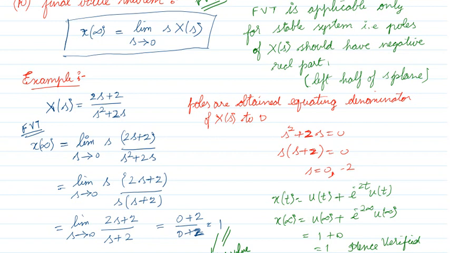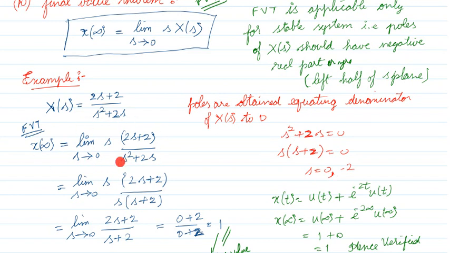Negative real part or 0 real part, but it should not repeat. That should not be two zeros. That is another condition, right? Okay. So what you can do? We have to check this condition. Then only you have to use this expression to find out the final value.